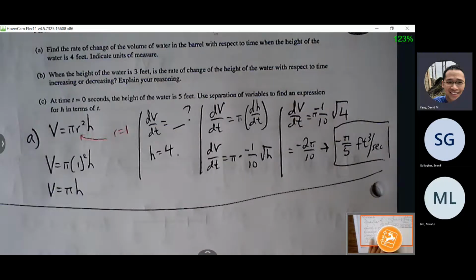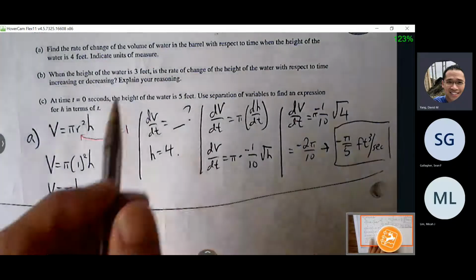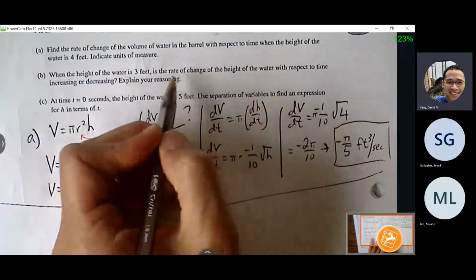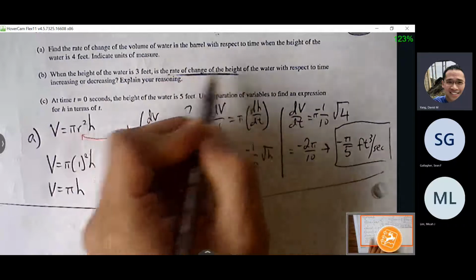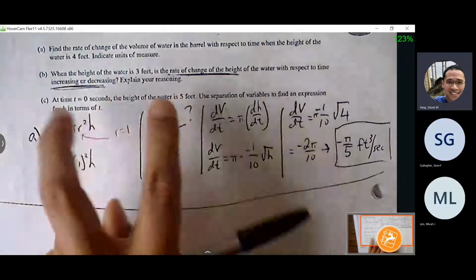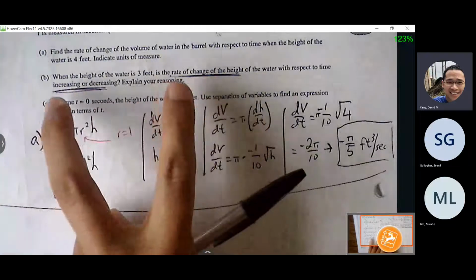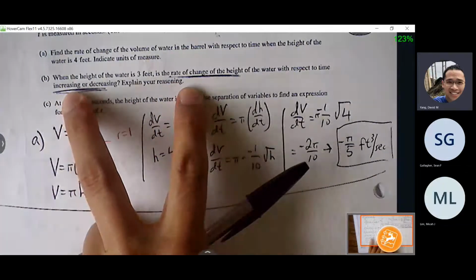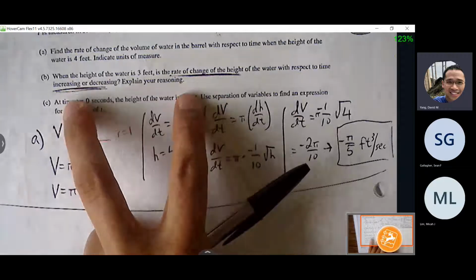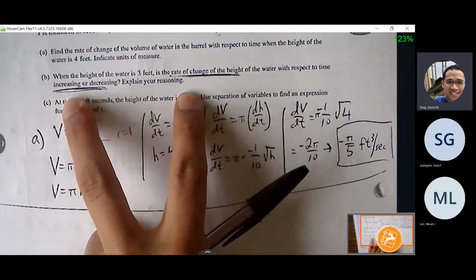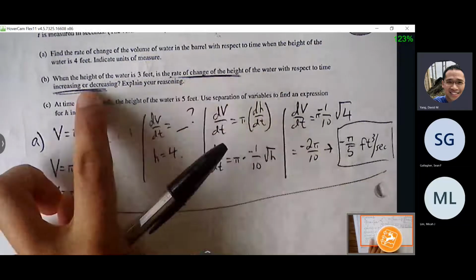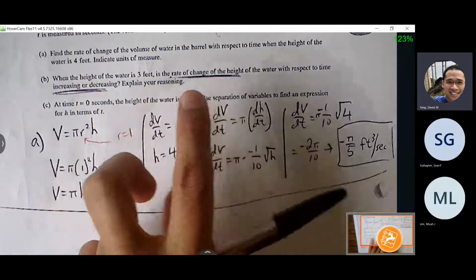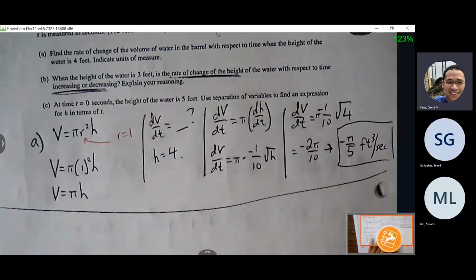Part B, when the height of the water is 3 feet, is the rate of change of the height of water increasing or decreasing? So this is kind of a subtle way of saying, is the rate of change, which is already dh/dt, increasing or decreasing? So this is talking about the rate of a rate. This is referring to the second derivative of height. So we've got to involve d2h/dt2, and then figure out at this point, is it positive or negative? If it's positive, then we know the rate of change is increasing. If my second derivative is negative, then I know the rate of change of height is decreasing.